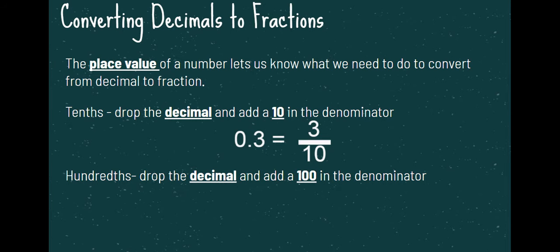If we have hundredths, instead of putting a 10 in the denominator, we put a 100 in the denominator. As an example, if we have 47 hundredths, we drop our 0, we drop our decimal, we add a fraction bar, and we put 100 in the denominator, and we still get 47 hundredths. It's just in fraction form.